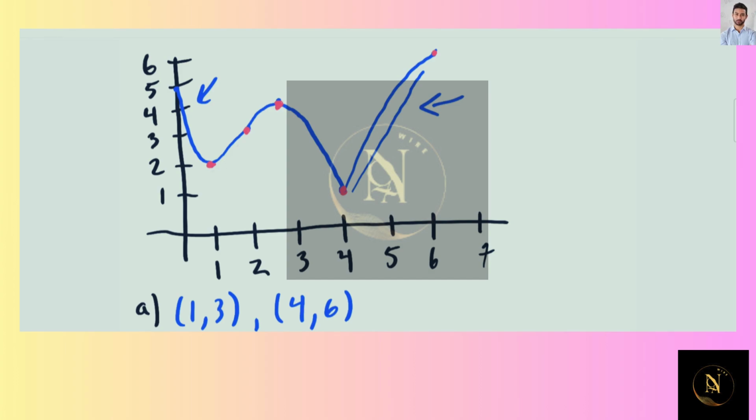And then we're also going to have this interval over here after this maximum down to this point here at 4, 1. And then after the point 4, 1, you can see that our graph is increasing. So that's the last interval of decreasing. So we have this first one from 0 to 1, and then we have the second interval from 3 to 4.